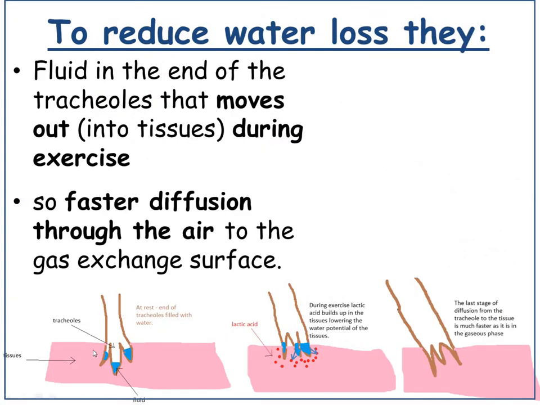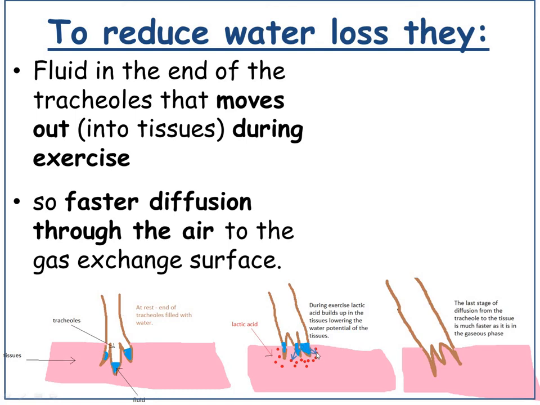So at rest, this is the trachea, these are the tracheoles. At rest, the ends of the tracheoles have water in them. Okay, and then this is the tissue. However, when the insect starts to become more active, i.e. during flight, what happens is lactic acid starts to build up in the muscle tissue. And that lowers the water potential of the muscle tissue. Therefore, the water is going to move out of the tracheoles down its osmotic gradient.